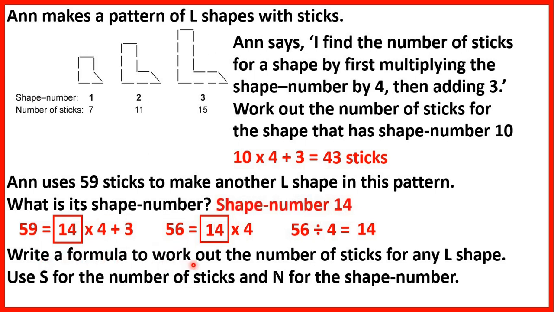Write a formula to work out the number of sticks for any L shape. Use S for the number of sticks and n for the shape number. So to work out S, we multiply the shape number by 4, so that's 4 times the shape number, which we need to write as 4n, and then we have plus 3, because after multiplying the shape number by 4, we add 3.